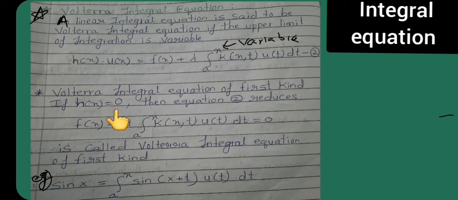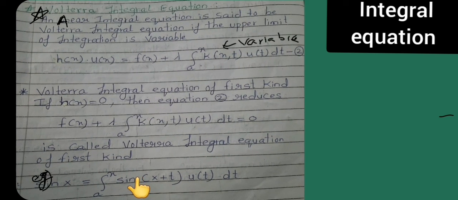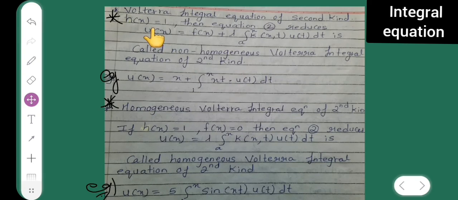If h of x is equal to 0, then equation 2 reduces to f of x plus lambda integral from a to x k of x comma t u of t dt is equal to 0. And this is called Volterra integral equation of the first kind. Example is given, the upper limit is variable here. So basically, next is my Volterra integral equation of second kind.